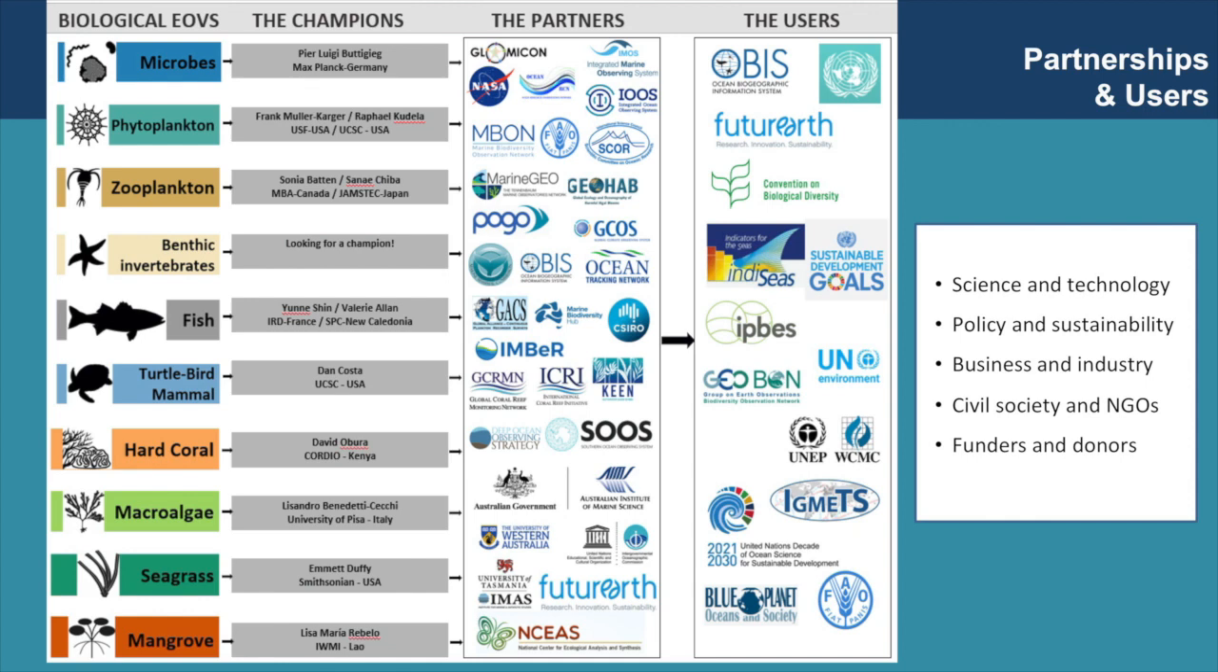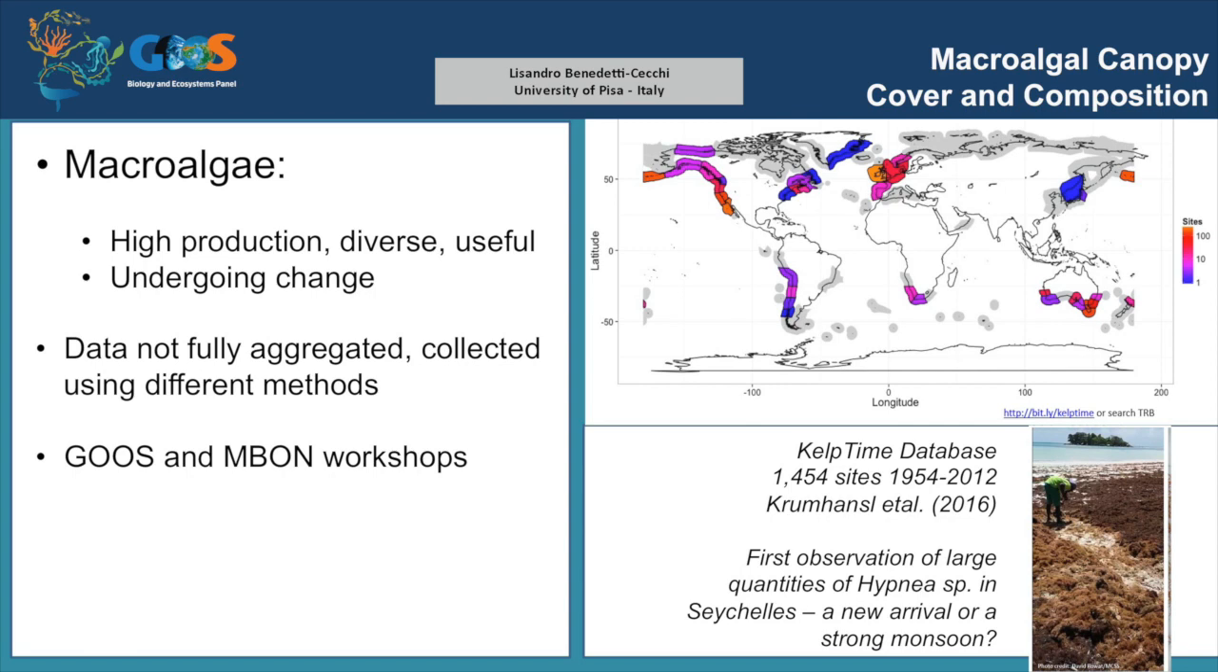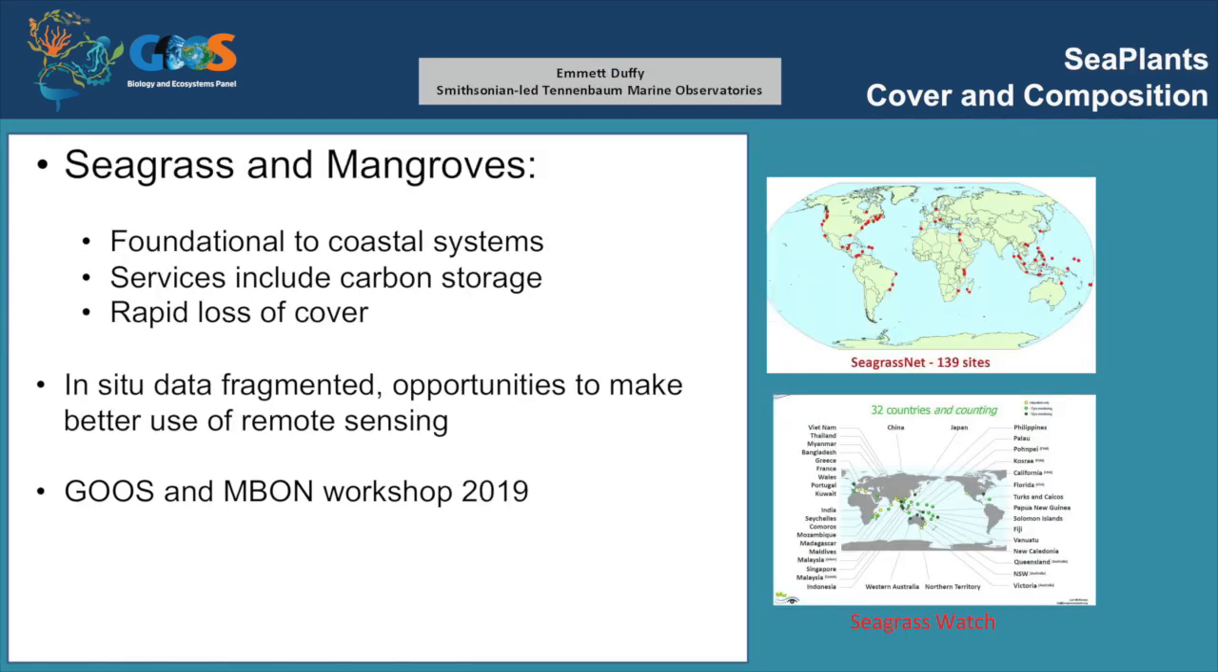There's ongoing work on a number of these variables, and I'm just going to give a few examples. We recognize the importance of macroalgae as habitat, a nutrient source, even for mariculture, yet data to assess macroalgae at a global scale are collected using different methods in different places, and they're not fully aggregated. The situation is similar for sea plants, including seagrasses and mangroves.